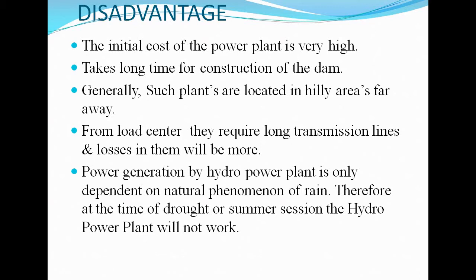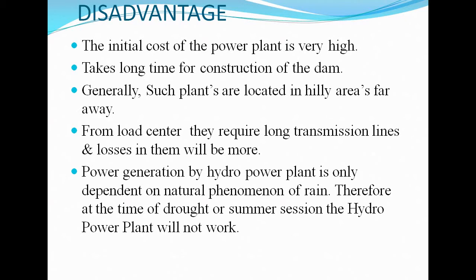The initial cost of the power plant is very high, then it takes a longer time for construction of the dam. Generally such plants are located in hilly areas far away, so a particular geographical site is required for hydropower plants. So from the load center they require long transmission lines, and the losses in them will be more because long transmission lines are there.